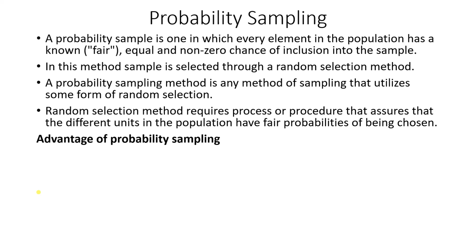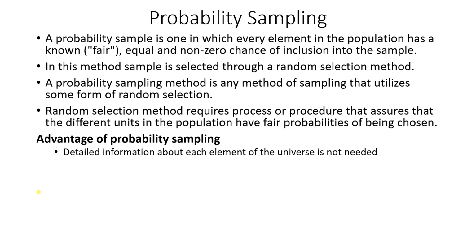What are the advantages of this probability sampling technique as a whole? I am not mentioning any one type of probability sampling, then we can list a few. For example, detailed information about each element of the universe is not needed. But suppose we are doing some non-probability sampling like purposive sampling. Suppose we want to recruit depressed individuals having melancholic episode, then we must have this information, otherwise we will not be able to recruit the participants. But such detailed information about each element of the universe is not needed.